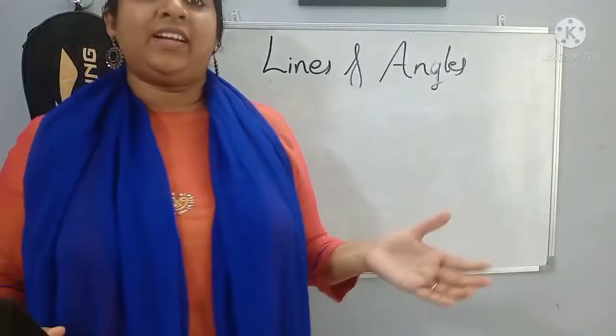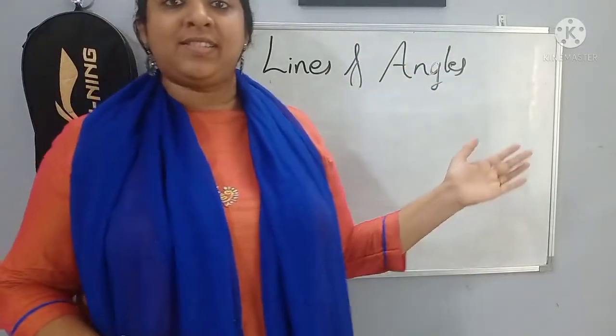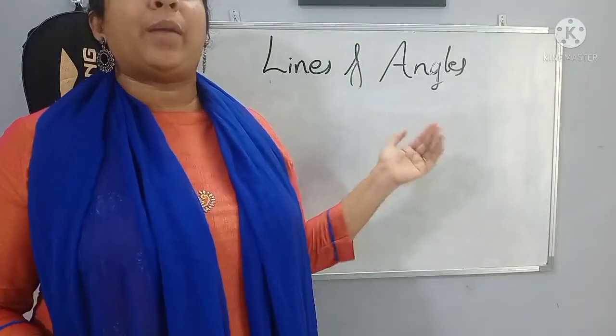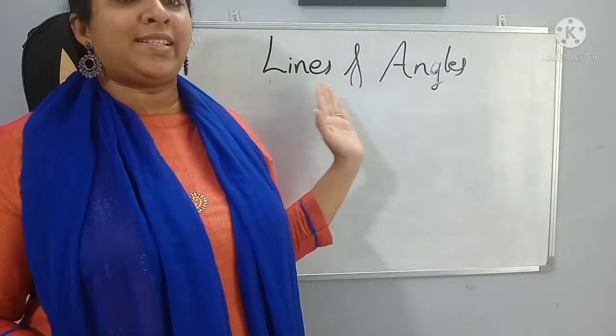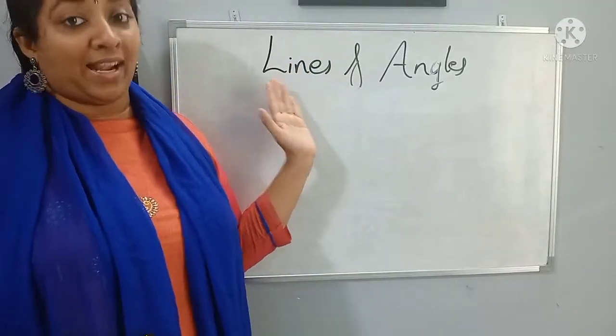We already studied what lines are, and we studied various types of angles and complementary and supplementary angles. Now coming to the next section, we have to study some terms in angles.